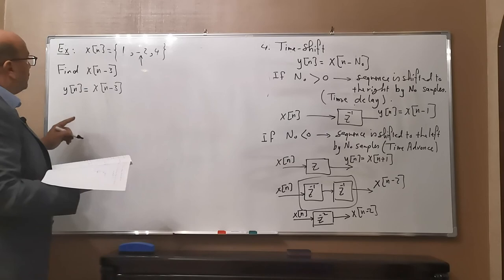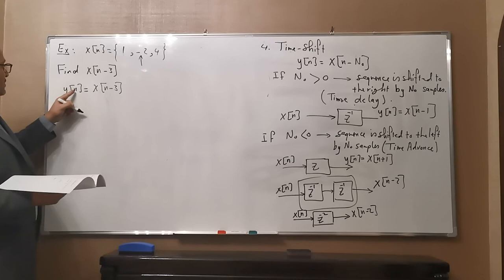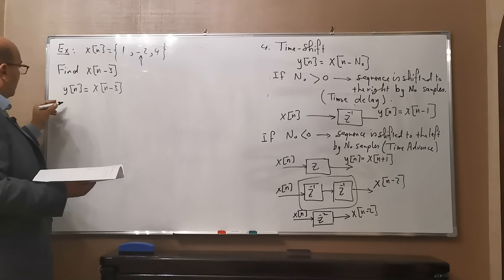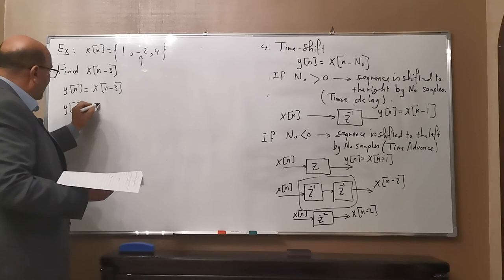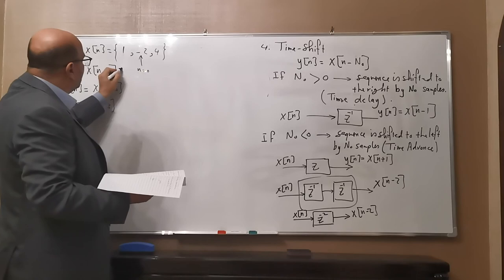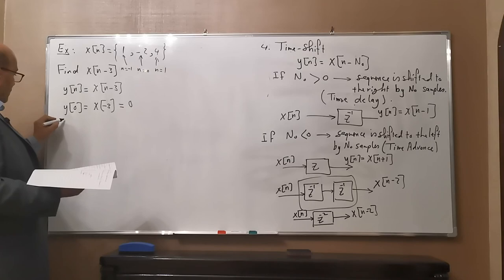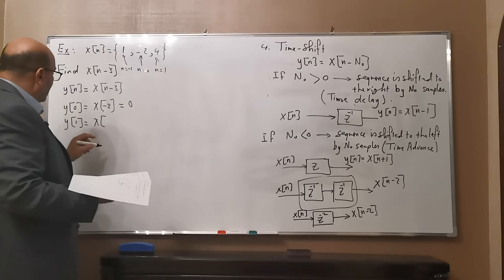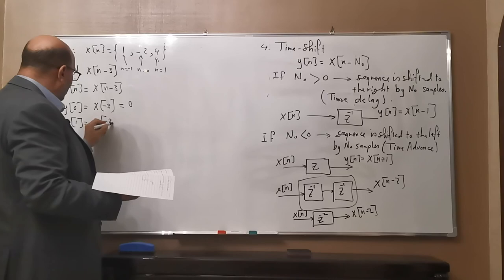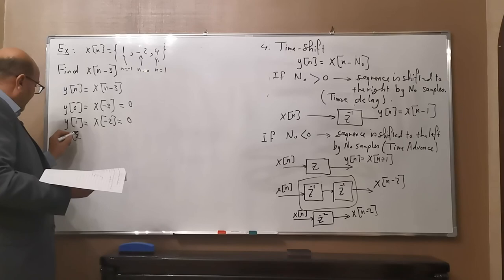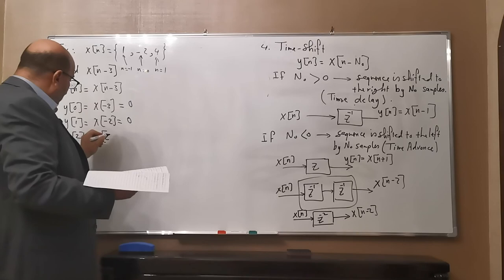So if you start putting an index, y of 0 is equal to x of n minus 3. So for instance, this is x of minus 3. And here we have the index n equals 0, for this one n equals minus 1, and here you have n equals 1. So x of minus 3 definitely is equal to 0. Y of 1 is equal to x of minus 1 minus 3, it's minus 2, and this is also equal to 0. Y of 2 is equal to x of 2 minus 3, which is x of minus 1, and this one equals 1.